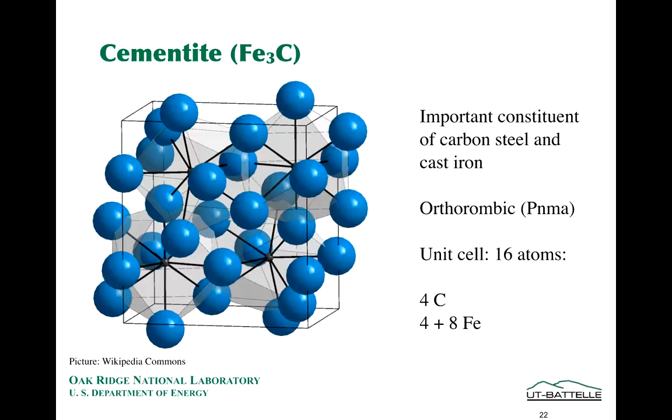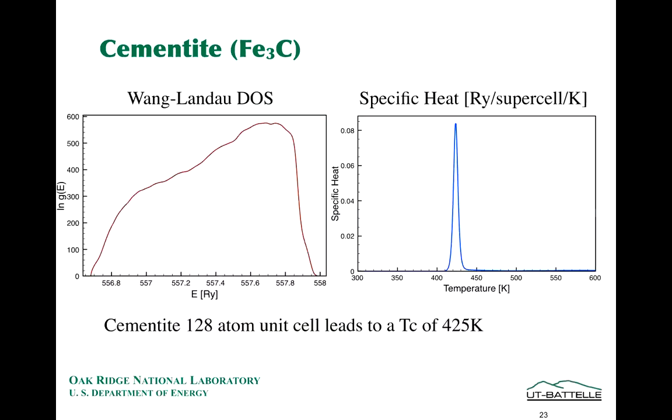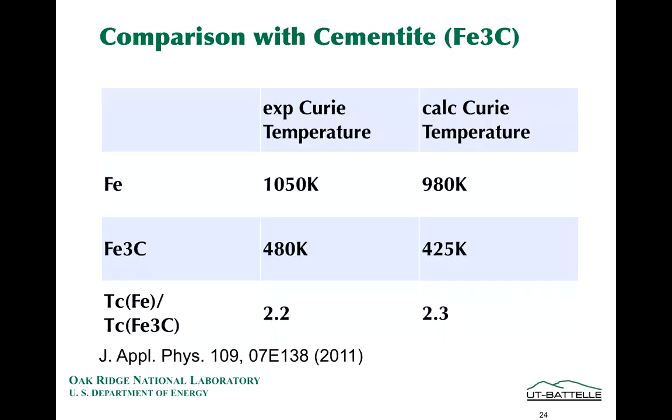And so another example where we had quite good success is cementite, which is Fe3C, and that's a very important constituent of carbon-rich steels and cast iron. And this has a much more complicated crystal structure, and again converges in a similar time, and we find there the Curie temperature again in very good agreement with experiments: 425 Kelvin for our calculations and experimental values of 480 Kelvin.